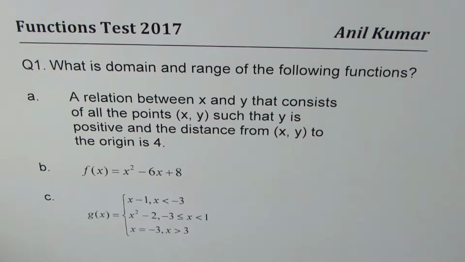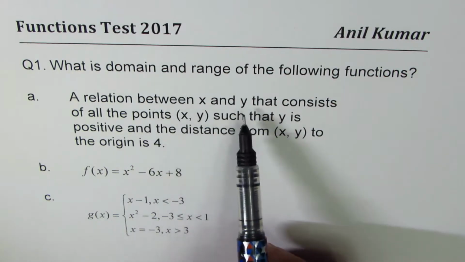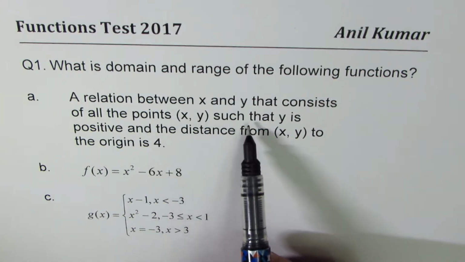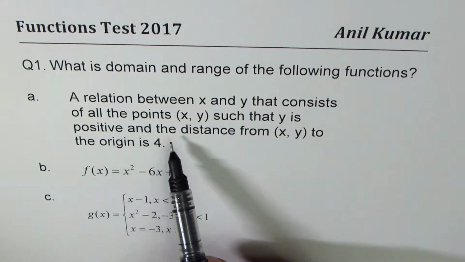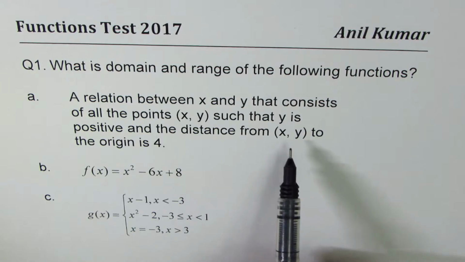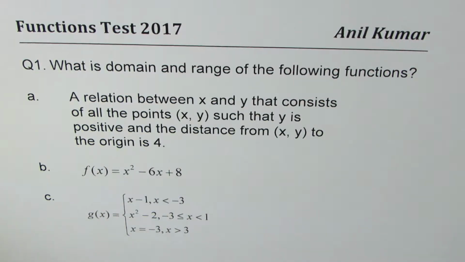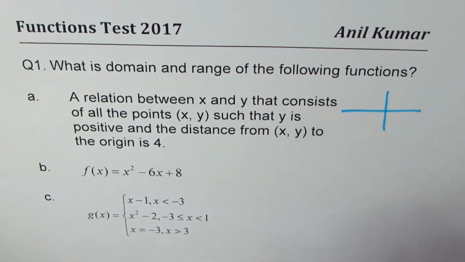Let's solve part A of this question first. We are given a relation between x and y that consists of all points (x, y) such that y is positive and the distance from (x, y) to the origin is 4. So what type of function is this? Let me sketch a graph here, small, to understand what we are talking about.